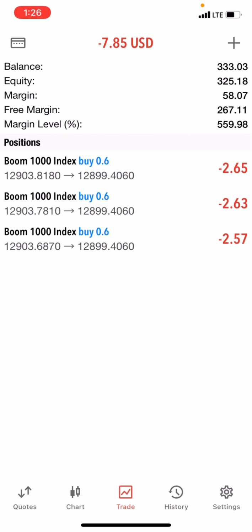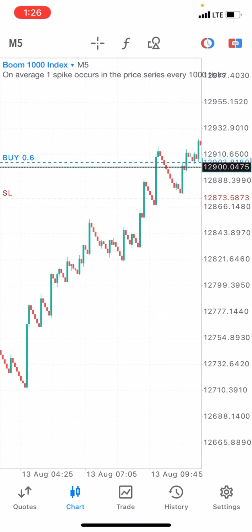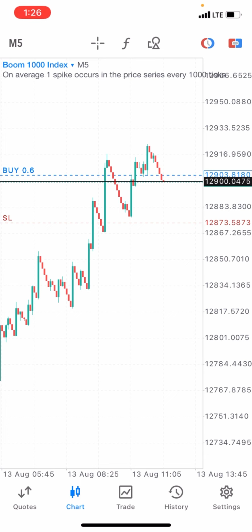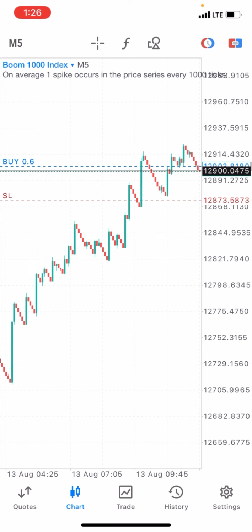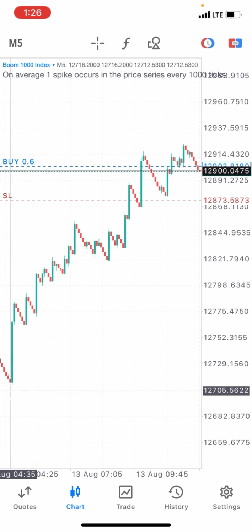All right, guys, I just entered this trade, and I want to show you guys how to catch multiple spikes. On this trade right now, we are sure to catch some spikes, right? And you can see how it has been going all the way from this level.